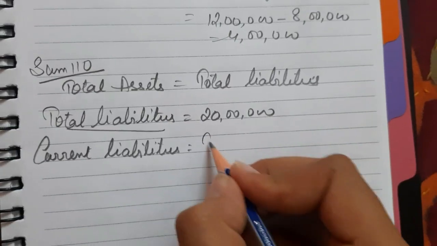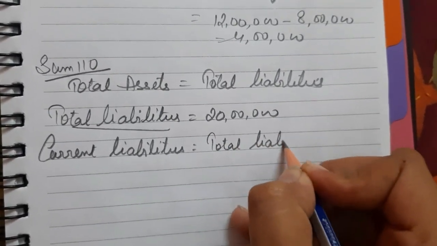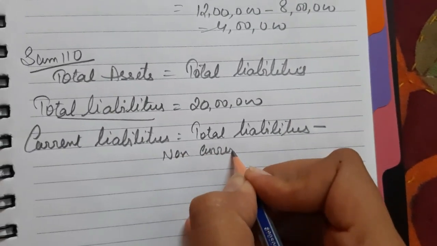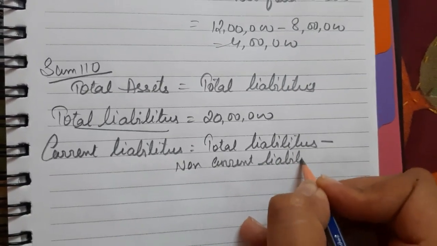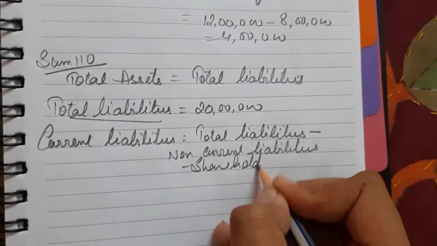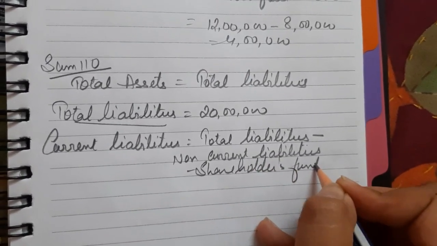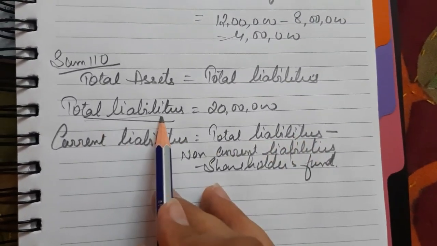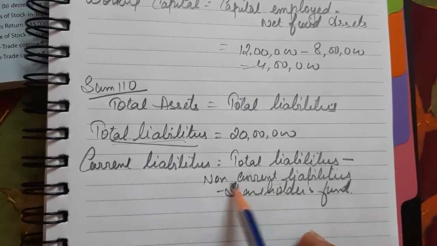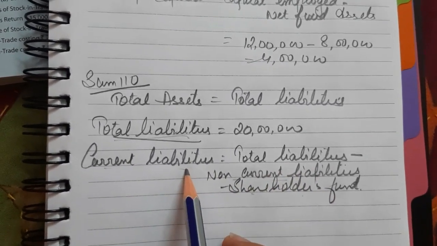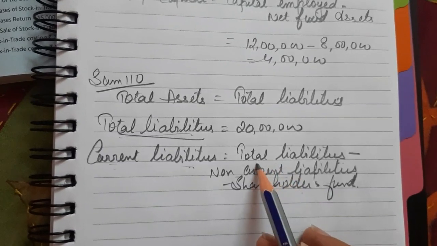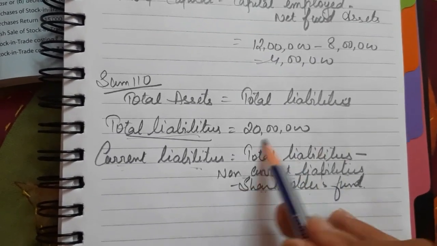you can do total liabilities less non-current liabilities less shareholders fund, because total liabilities consist of what? It consists of total non-current liabilities, shareholders funds and current liabilities. So you can easily find it out. Current liabilities you can easily find out by deducting non-current liabilities and shareholders fund from total liabilities.